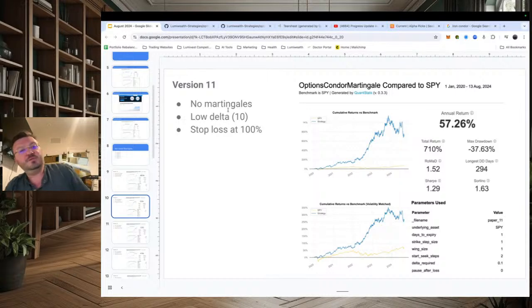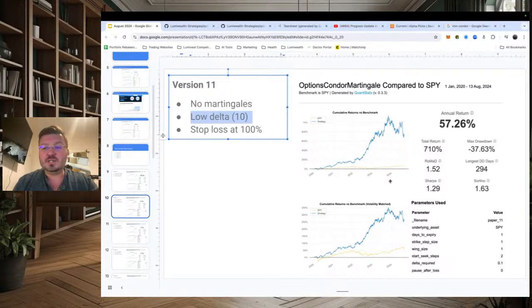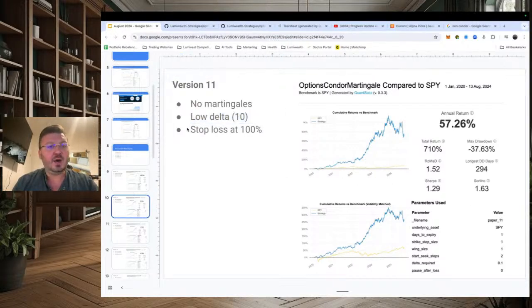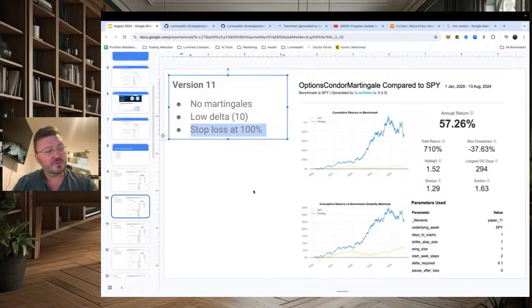But we got some feedback from people that some find martingales to be a little bit too aggressive or a little bit too risky. So we built a bunch that do not have martingales, right? Version 11 is one of those. It uses a very low delta, a delta of 10. And we also added a stop loss to it of 100%.